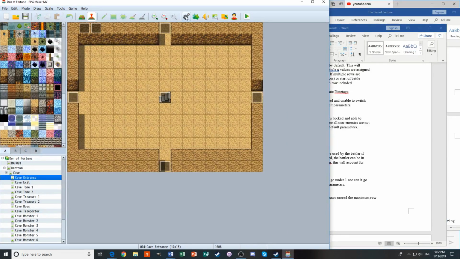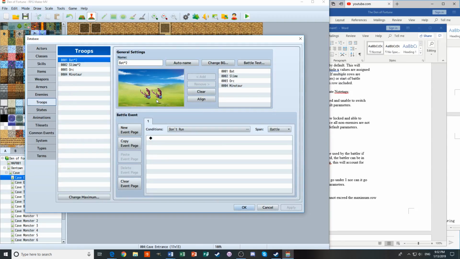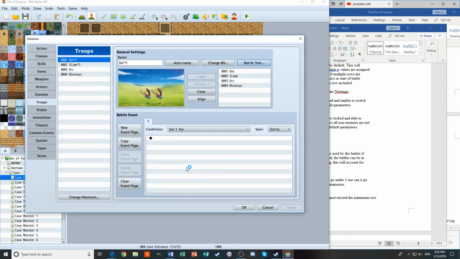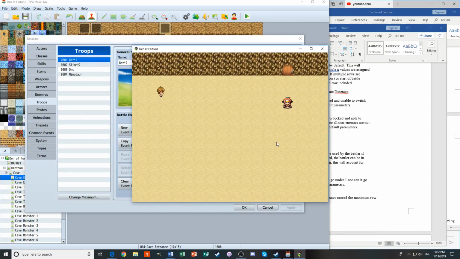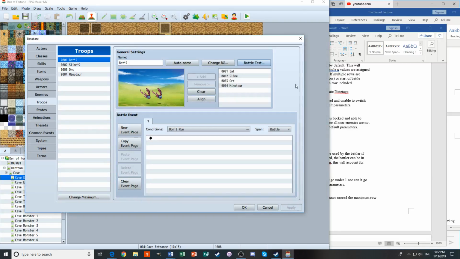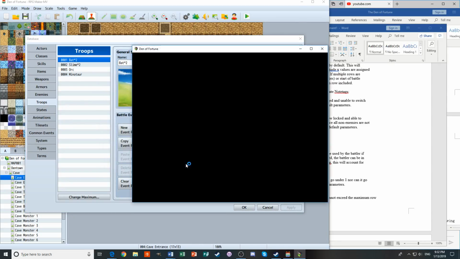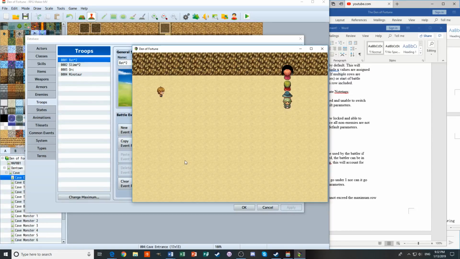Okay, well, the first thing I guess that we're going to want to set up here is a troop, a basic troop, 2 bats, that's fine. Just hit battle test. Got our 4 people, that's fine, okay. But isn't this supposed to put us into a combat? What is going on here?